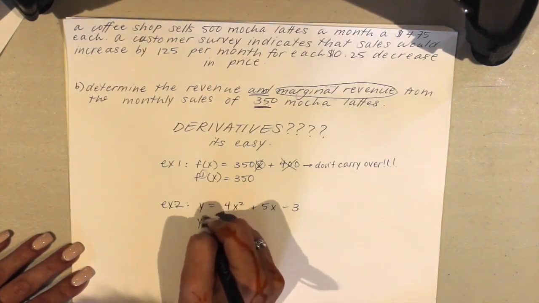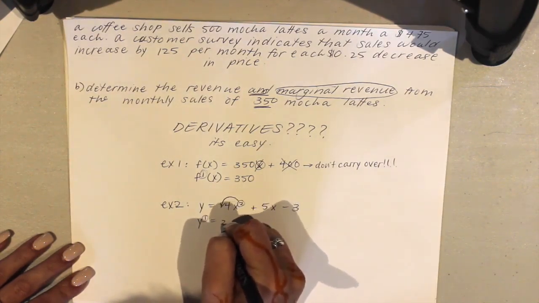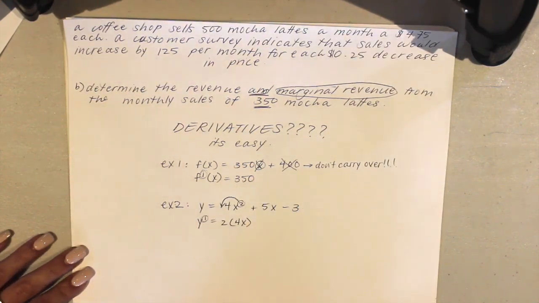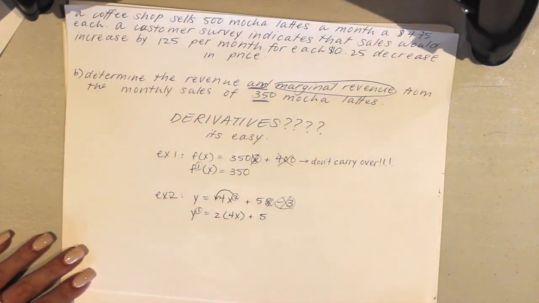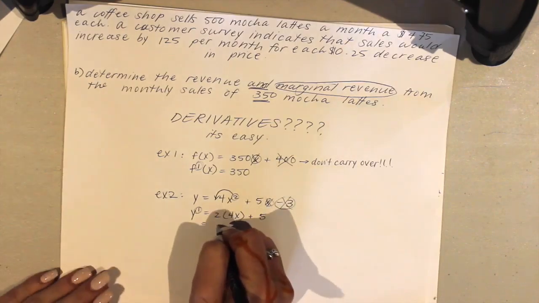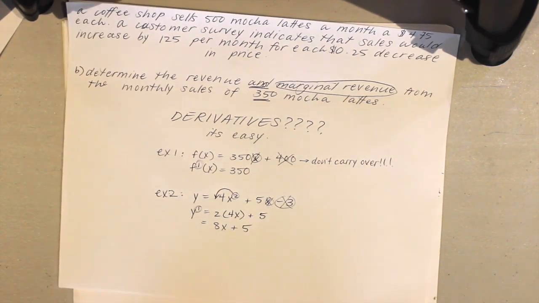The second example there has a 2, so you bring down that 2 and multiply it by that 4, subtract the exponent of 2 by 1, so you only have your x to the 1, and again you just get rid of those x's and the constants and you get a final answer of 8x plus 5.